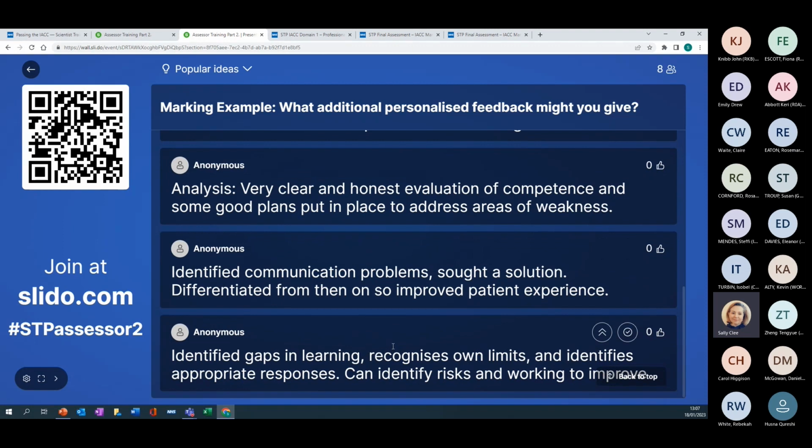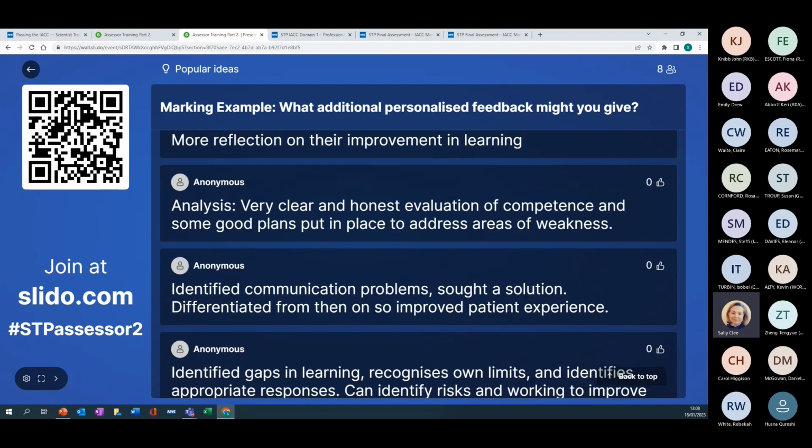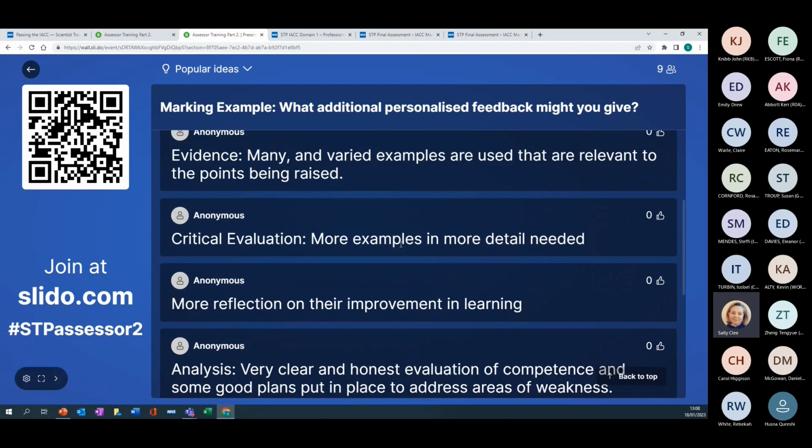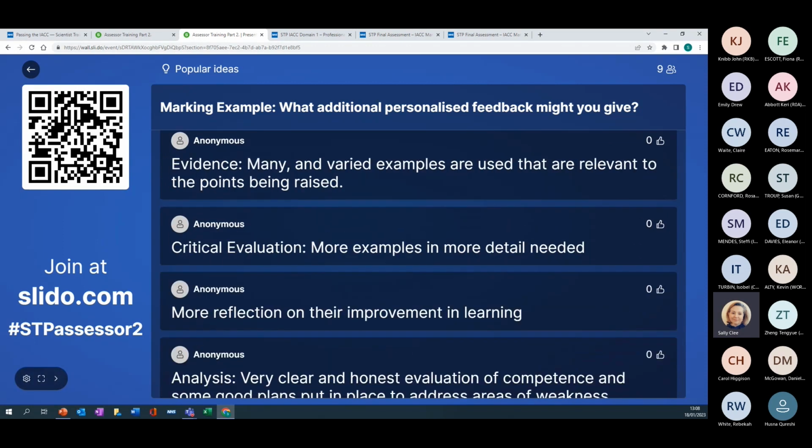Identify gaps in learning, recognise his own limits and identifies appropriate responses. Can identify risks and working to improve. Fab, yeah. That's great. Some really good pointers there.